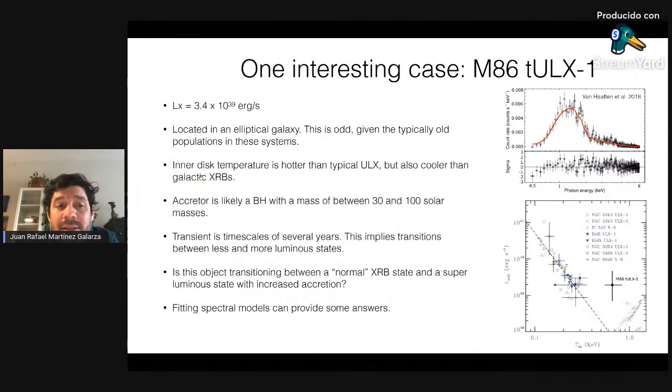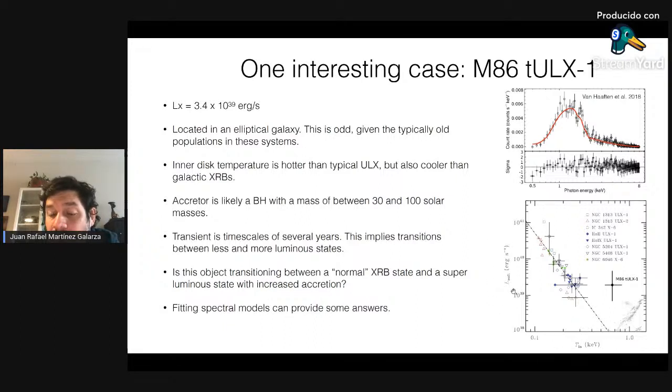But on top of the fact that it lives in a different environment than you would expect, if you actually do the spectral fitting like the people who wrote this paper did, they find that the inner disk temperature is hotter than typical ULXs, but also cooler than galactic X-ray binaries. So it seems to be an object that is not quite either. In the bottom plot here, you see the temperature that you can fit when you do a spectral fitting. You can obtain the temperature of the internal part of the disk. Remember that the disk is hotter closer to the black hole. So this is the temperature in that internal region.